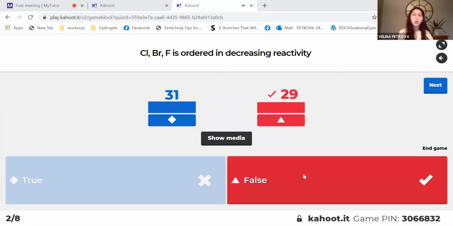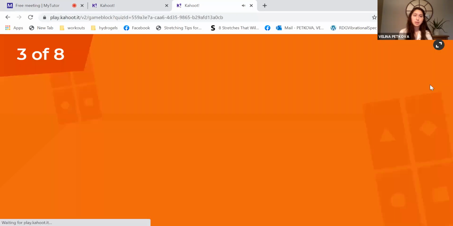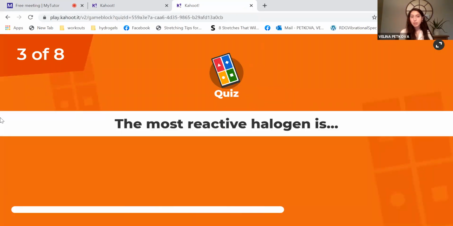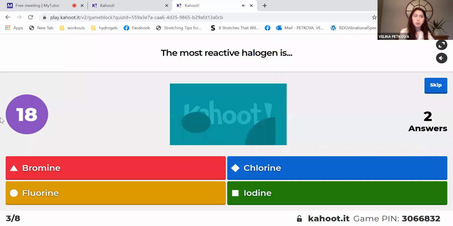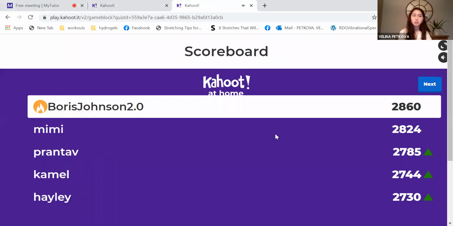Yeah, brilliant. Okay, so majority wrong. So we'll see what's the correct order. Go through the answers. Oh, well done to Boris Johnson, keeping at the top. So what is the most reactive halogen in the group? Yeah, brilliant. Majority correct. So fluorine is at the top of the group, and as you know, the first one is the most reactive one.